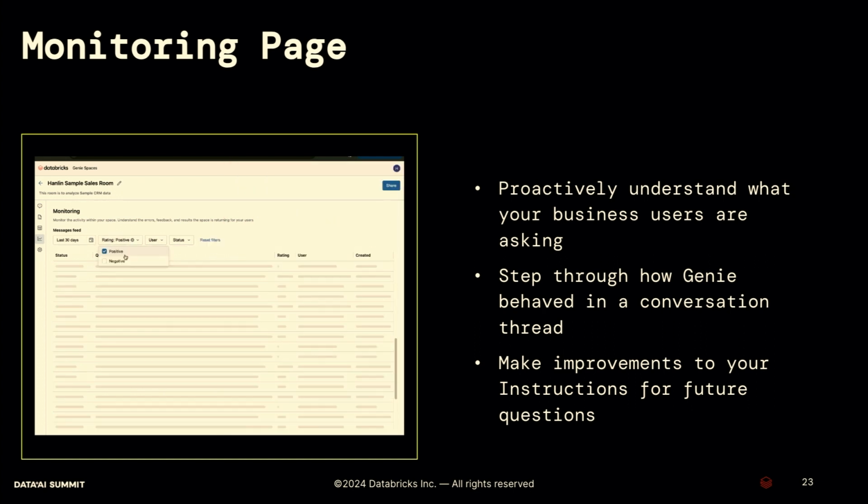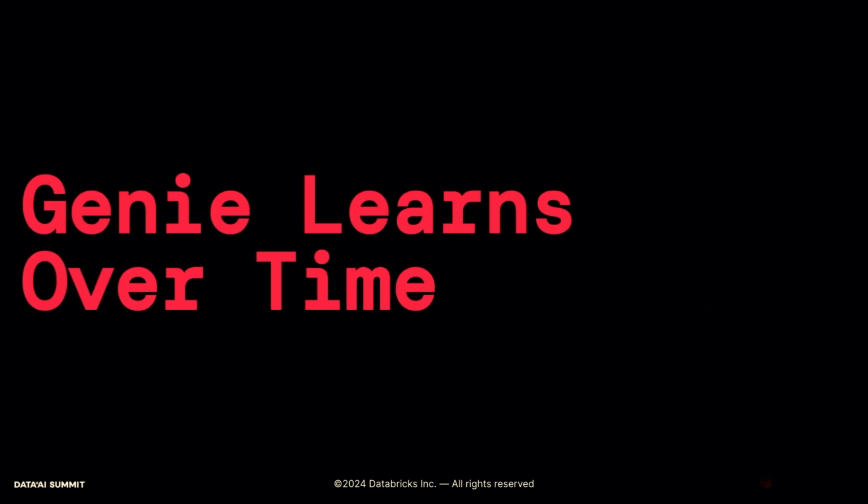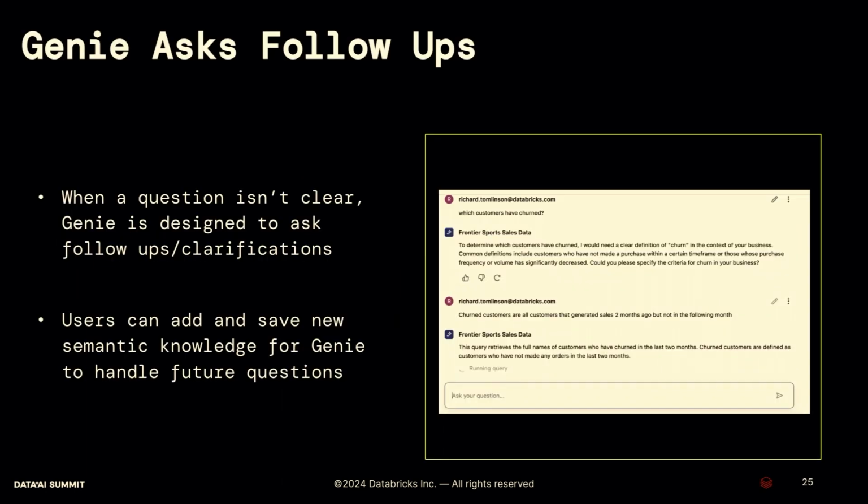So I'm sure at this point in the talk, a lot of y'all are wondering, how exactly does this thing learn over time? And so there's two main ways. First is that Genie is actually designed to ask follow-up questions. So in the example on the right, a user simply asked, what customers have churned? And now there isn't a churn column in my data. There's not a column that says churn customer. And maybe as a data analyst, I simply just haven't defined that as a piece of business context yet.